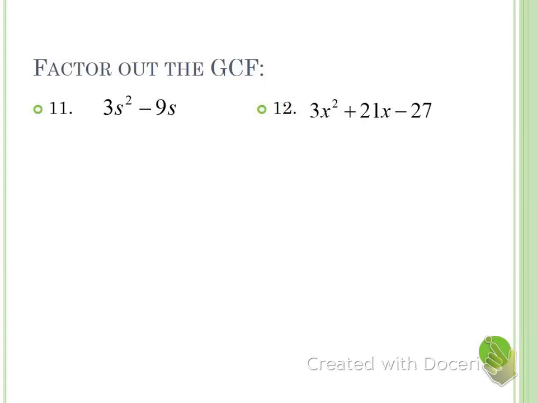Try 11. Stop the video. Pull out your greatest common factor, divide the two terms out by that greatest common factor, and create your other polynomial to multiply by. Then start the video back up, and I'll walk you through it.